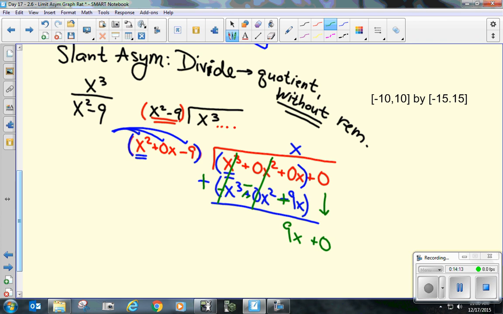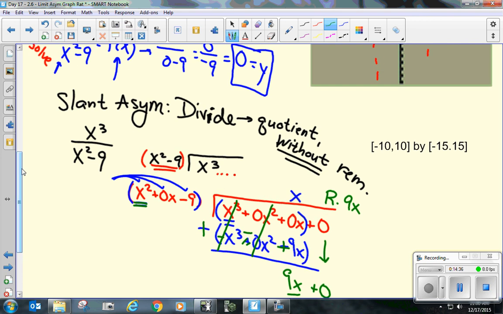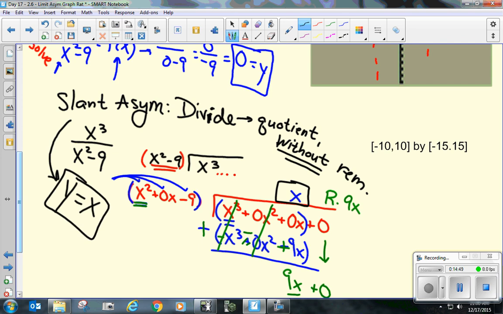Now, is there anything I can multiply my x squared by to make it into an x? There is. So guess what? You're done. That's the remainder. The remainder, 9x. So what did I say my slant asymptote was? X. Yeah, it's the quotient without the remainder, so it's x. So my slant asymptote is y equals x. That's my slant asymptote. Right there.